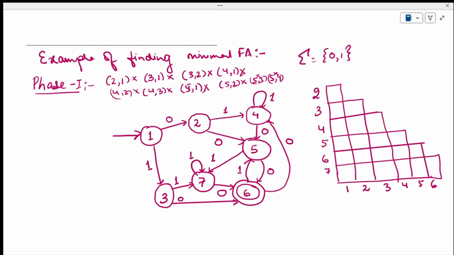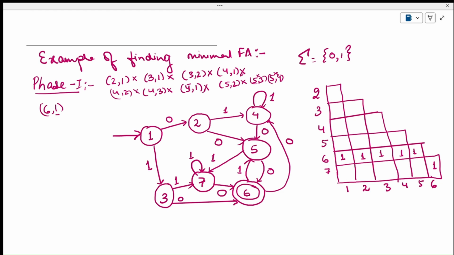Start with 6 1. In 6 1, 6 is an accepting state and 1 is not an accepting state, so I will mark 6 1 here in phase 1. So I put number 1. 6 2 is marked because 6 is accepting and 2 is not accepting. Similarly 6 3 is marked, 6 4 is marked, 6 5 is marked, and 7 6 is marked because 7 is non-accepting and 6 is an accepting state. So here we have completed phase 1 of the algorithm.